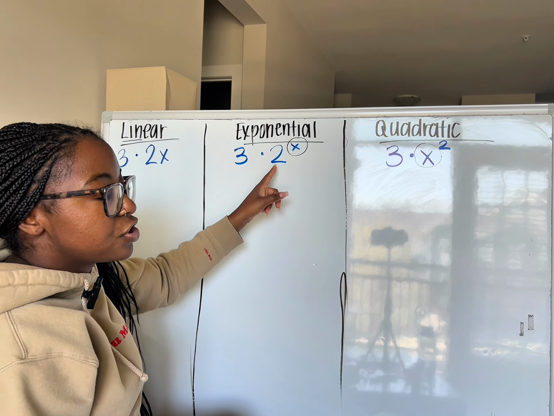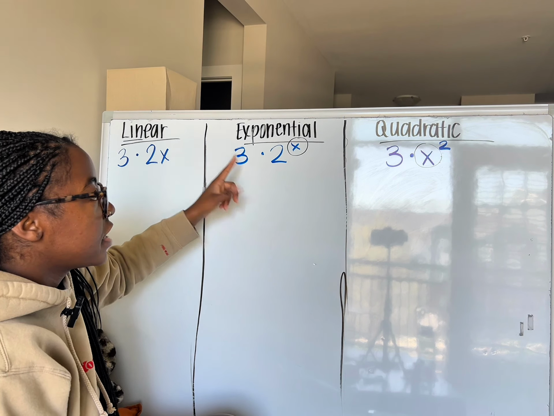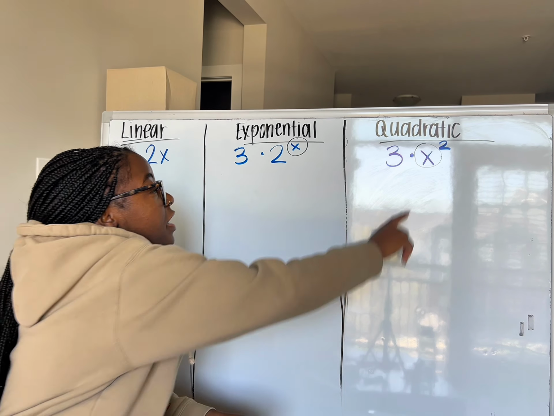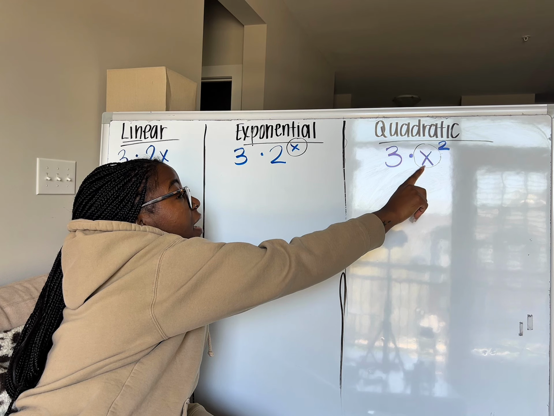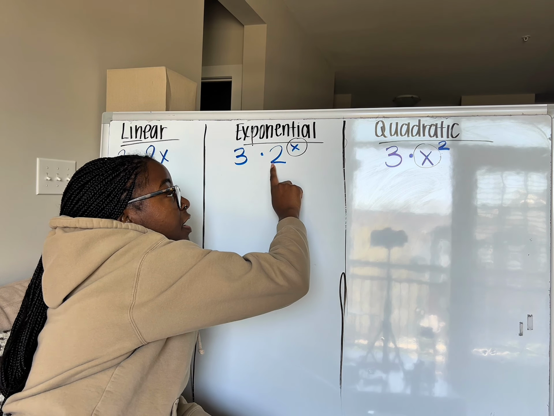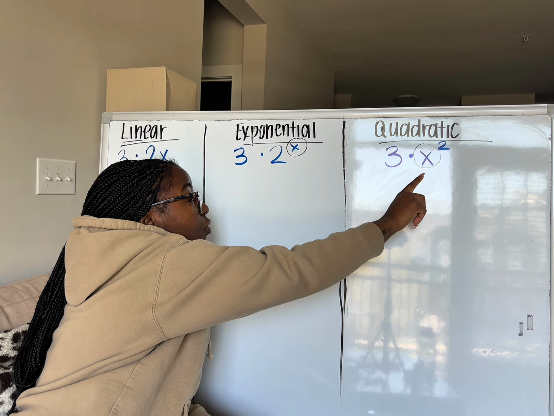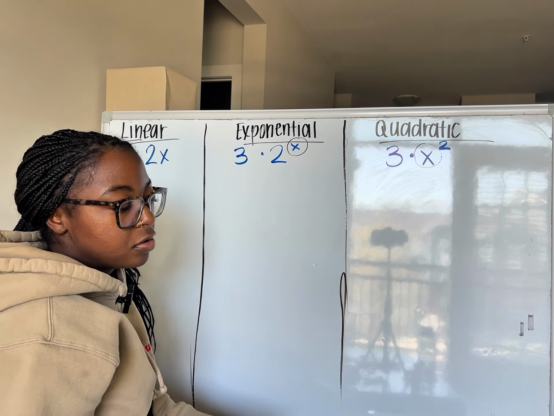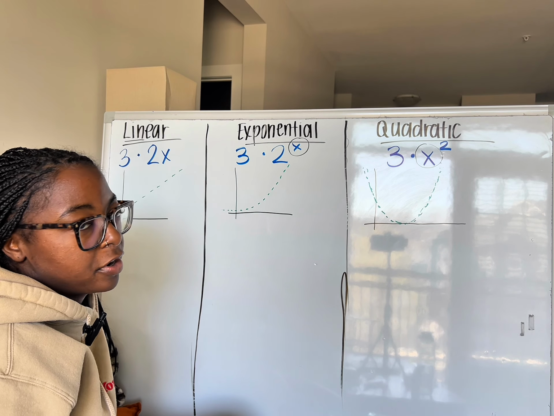So remember, this was the growth factor. The 2 right here would mean that this is doubling. So we're starting at 3 and then we're doubling however many times. Now right here, the growth factor changes. So what we're multiplying by each time changes. Right here, we're multiplying by 2 each time. Right here, we don't know what we're multiplying by each time, but we know it's squared. Okay? So the graphs look very different.